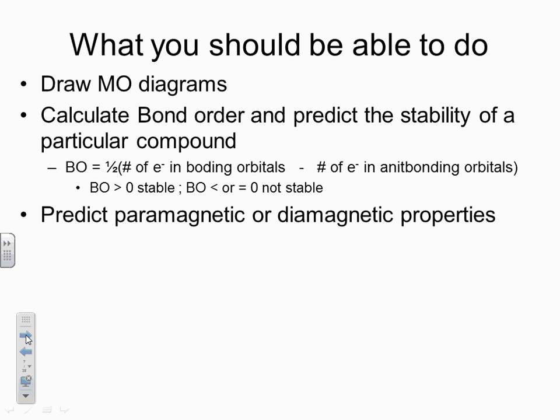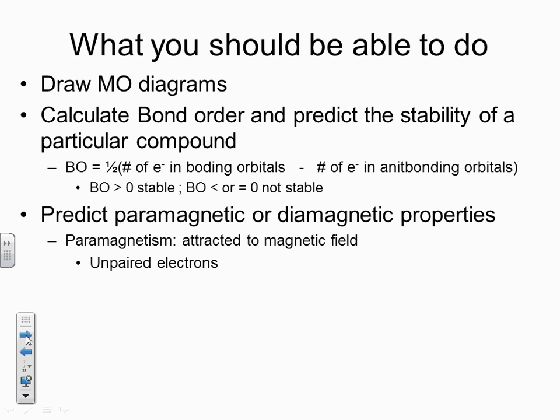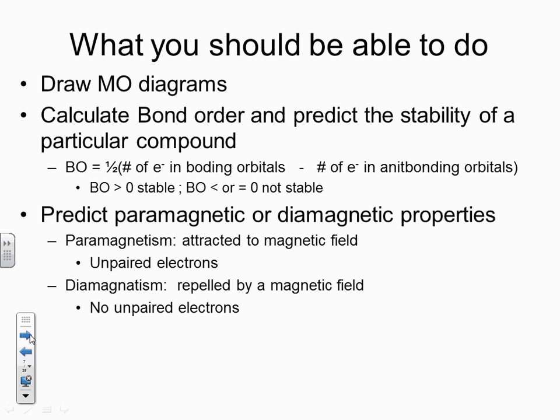Bond orders that are greater than 0, we would predict that that's a stable arrangement and that compound probably exists. Bond orders that are less than or equal to 0, we would predict that compound does not exist. It's not stable. So you need to predict paramagnetic or diamagnetic properties. Of course, that's all about unpaired electrons. We've learned that before. So paramagnetism, unpaired electrons; diamagnetism, repelled by a magnetic field, and that has no unpaired electrons. So diamagnetism is a new word for you, but paramagnetism is not.